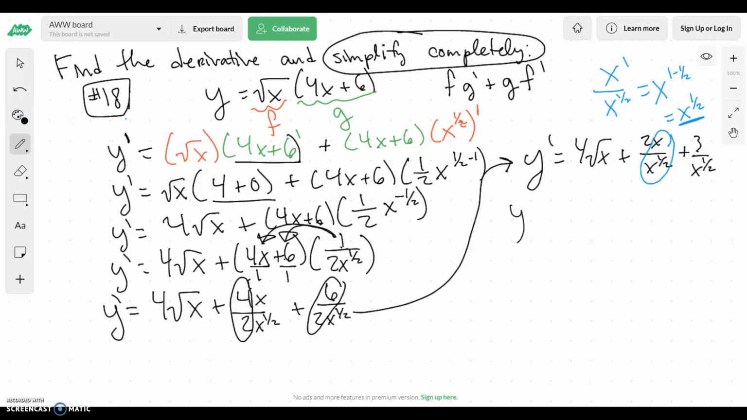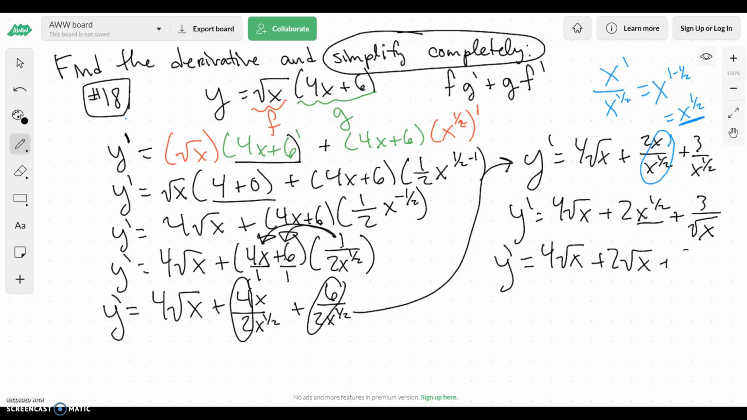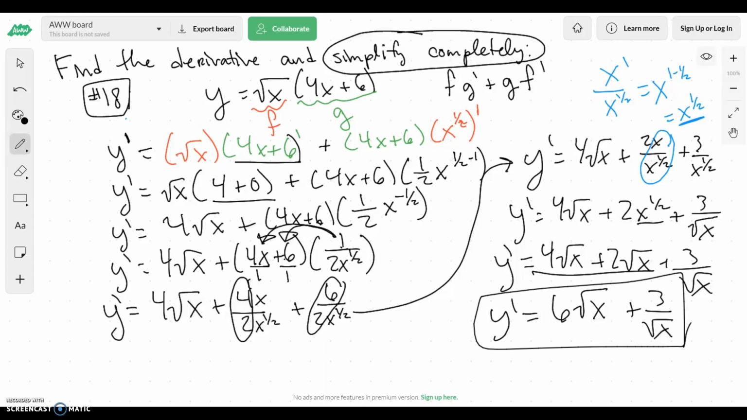So I'm going to have y prime equals 4 square root of x plus 2 x to the 1/2, because that's what we just found, plus 3 over, let's just rewrite that as radical notation, square root of x. I can also rewrite this as radical notation: y prime equals 4 square root of x plus 2 square root of x plus 3 over square root of x. And the last thing I've got to do is just add these two together. 4 plus 2 is going to give me 6. Then I have the square root of x plus 3 over square root of x. So that will be my final solution.